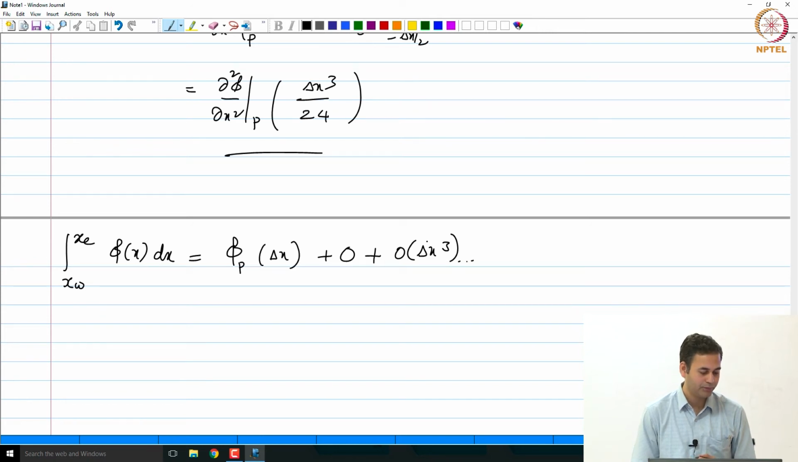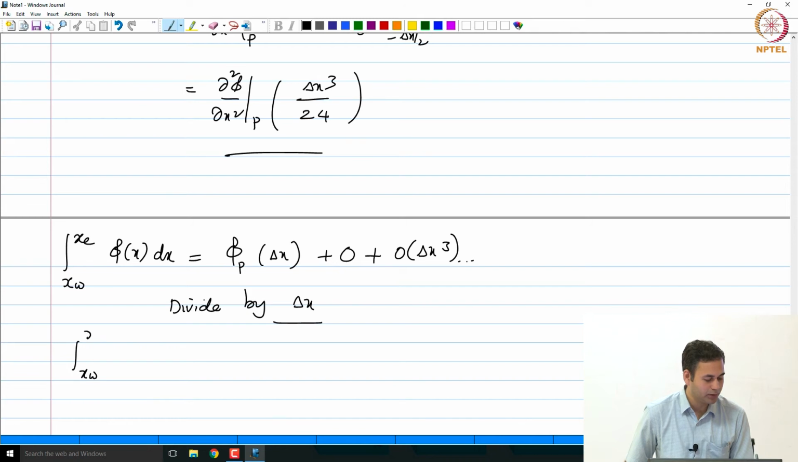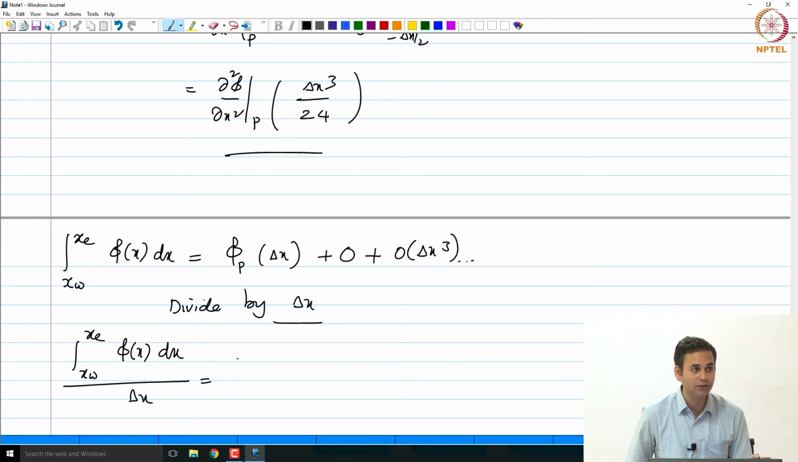Now, how do I define a mean value of some quantity? That is nothing but integration of the quantity over the cell divided by the volume of the cell, or length of the cell, or area of the cell. That means I would divide everything by delta x. So, dividing by delta x, I would get the integral from x west to x east of phi of x dx upon delta x. This is the definition for the mean value.